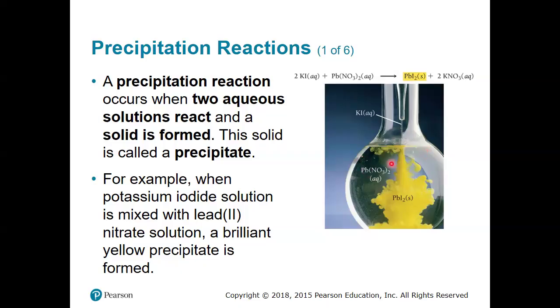And if we look at the lead 2 nitrate, at least in the part that has not come into contact with the potassium iodide yet, we see the same thing. The lead 2 nitrate is clear, it is colorless, there is no solid in it. Lead 2 nitrate is soluble in water. And yet, when they combine, we get this yellow solid forming as a result. Now, the yellow solid is a compound known as lead 2 iodide.